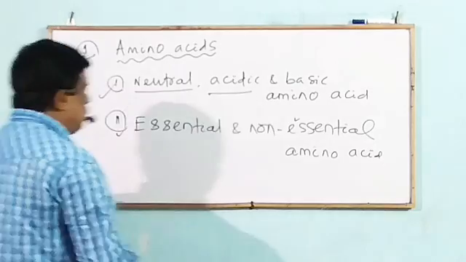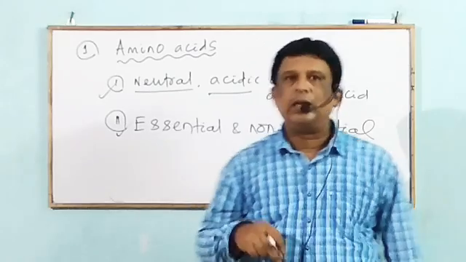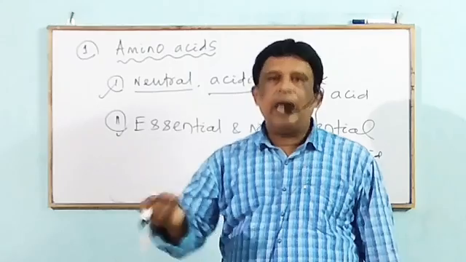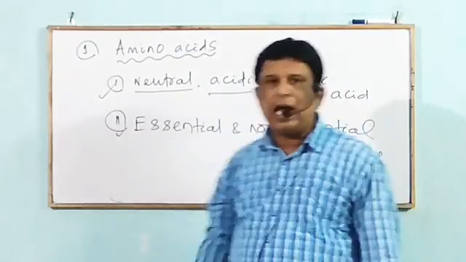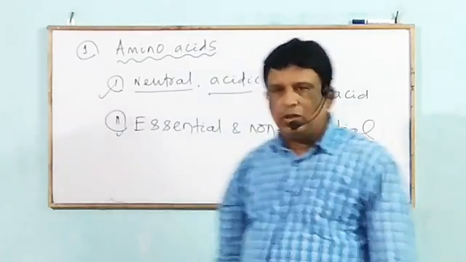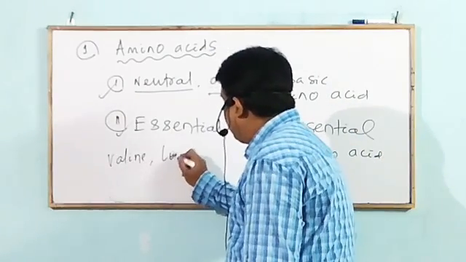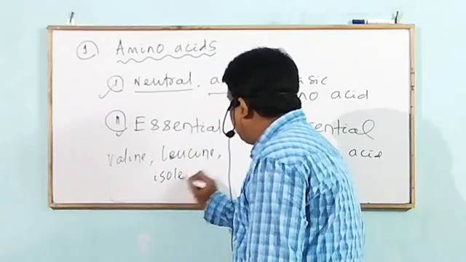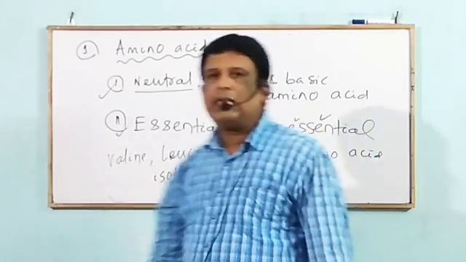Mark that those amino acids which are not synthesized by the human body and are necessary in the form of diet are known as essential amino acids. For example, valine, leucine, isoleucine, etc. And the second one is non-essential amino acid.